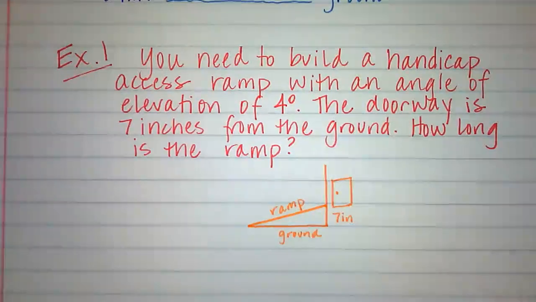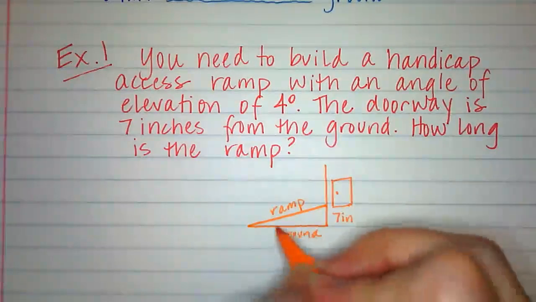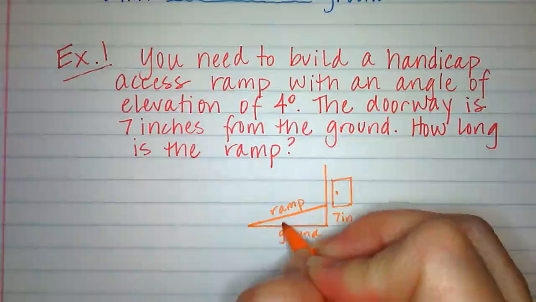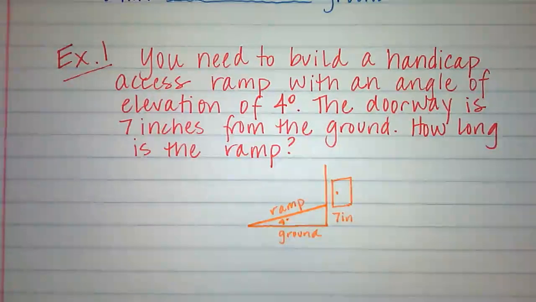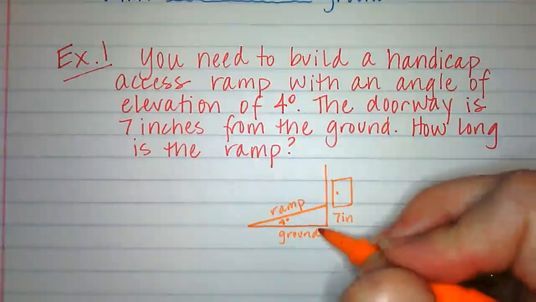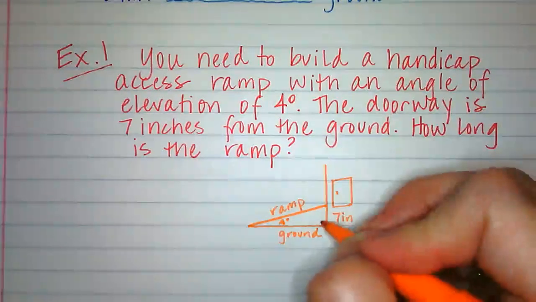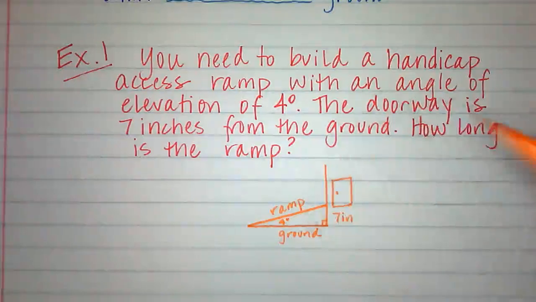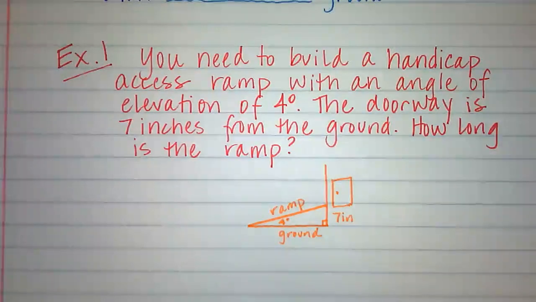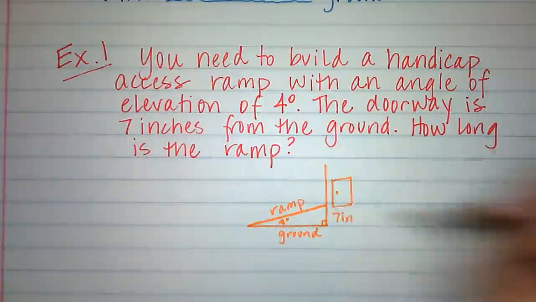So we know that the angle of elevation is 4 degrees. So that tells us that this angle right there is 4 degrees. All right. So you can see that we have a right triangle right here. So just to get some terminology down, this right here would be the height.